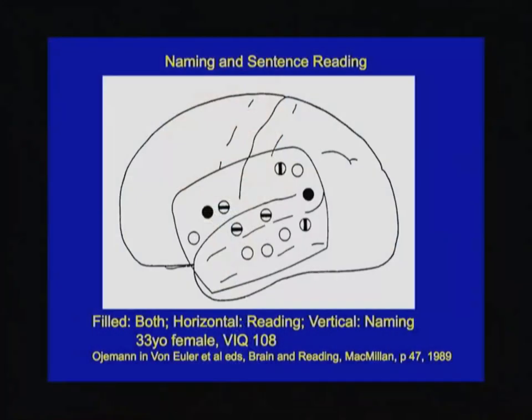So then we went ahead, we had a series of patients in whom we had used not only naming, but a sentence reading task, so an even broader assessment of language. And this is just one such patient, and as you can see, the sites where we interfere with reading are commonly somewhat separate from the sites where we interfere with naming. There are some common sites as well. And again, we can look at the patterns of localization in different patients and compare that to the verbal IQ.